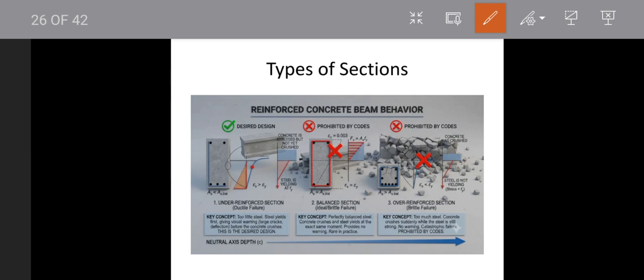So this video explains why we need to design for an under reinforced section, because generally we need to design only under reinforced sections. The under reinforced section will provide the warning and it will provide sufficient time for evacuation of the building if it is undergoing failure.